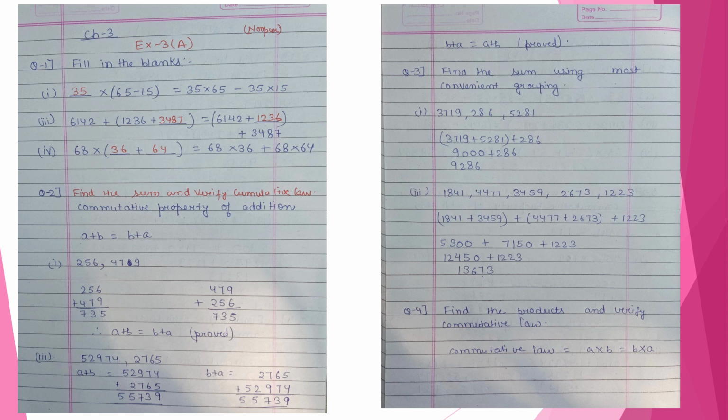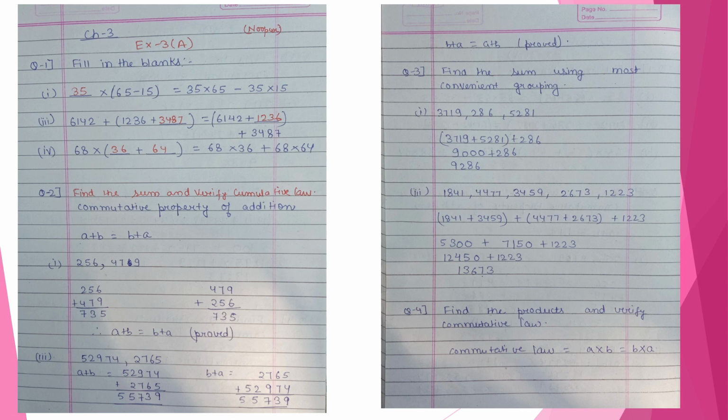6142 plus 1236 plus dash is equal to dash plus 6142 plus 3487. So this is based upon the property of addition, that the sum remains same irrespective of the position of the numbers. So in LHS we have 1236, which is missing in the RHS. So here in dash we will give 1236, and in the RHS we have 3487, which is missing in the LHS. That will be written in the dash part.